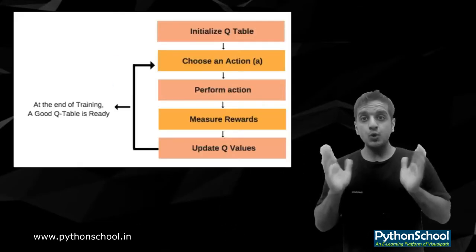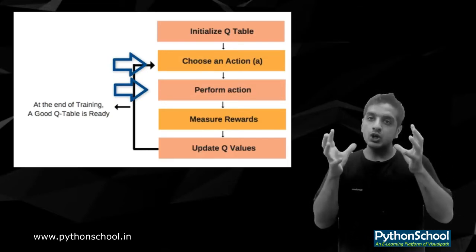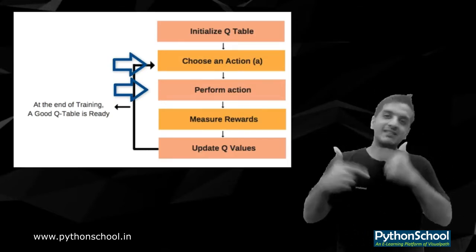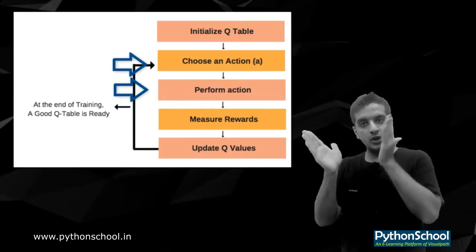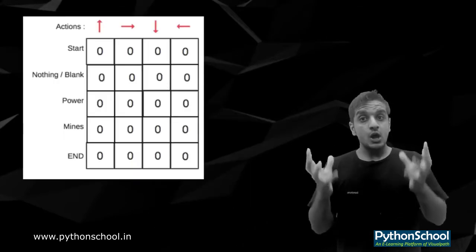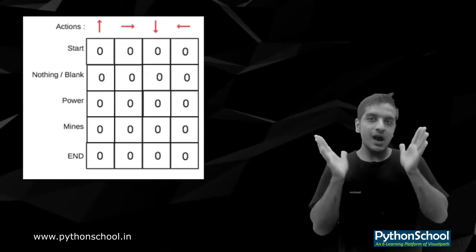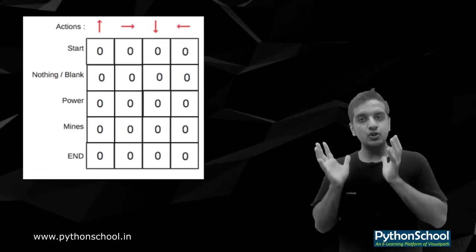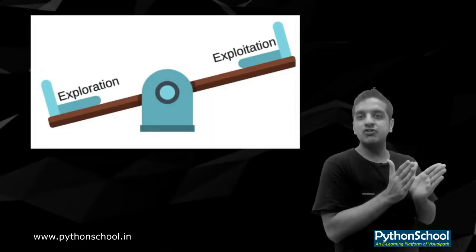Now talking of step 2 and step 3, that is choosing an action and performing an action, these steps are done iteratively until the loop stops or we decide to stop the loop manually. The RL agent chooses a particular action at a particular state as per the maximum Q value. But the question is, in the initial state when all the Q values are 0, how does the RL agent decide which action to choose? Now comes the concept of exploration and exploitation trade-off.